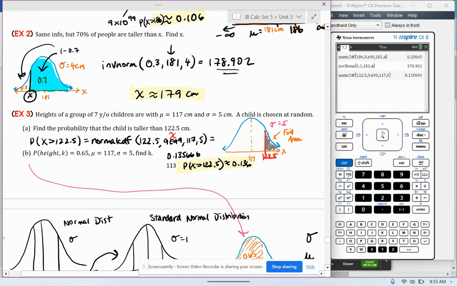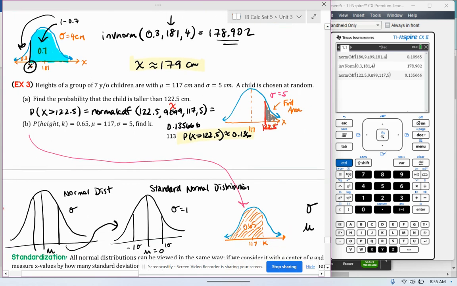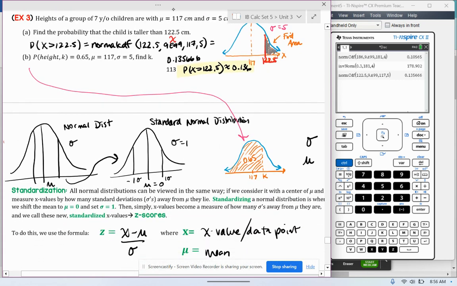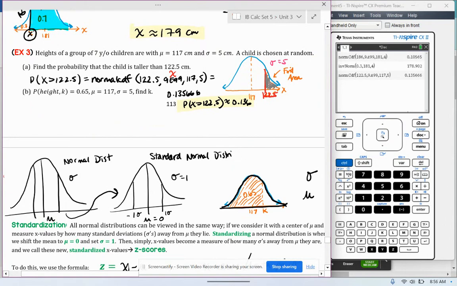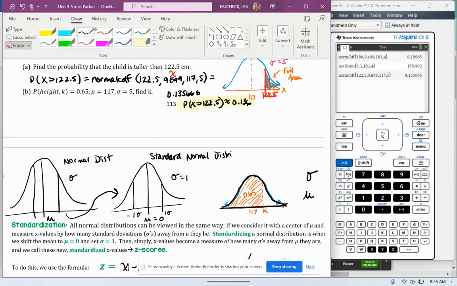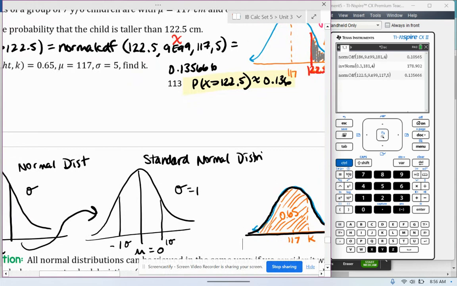Let's do the next part here. Okay. The probability that the height of a child is K is 0.65. The mean is 117 and the standard deviation is still 5. Find K. So the picture for this one is down here. Sorry, follow me to this spot. Actually, this is good practice. You can draw this yourself. Instead of using the picture that I gave you, why don't we try to draw this ourselves? I like this. Let's draw it ourselves.